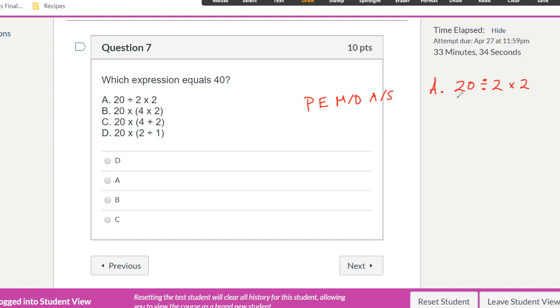Parentheses, there is none. Exponents, none. Multiplication, division. Division shows up first. We have 10 times 2. And we can just solve that because those are the last two things left, and that's going to be 20. So I know that A is wrong.